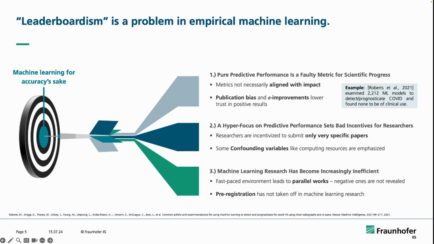There's bound to be a bunch of parallel works simply because the research field is so big. It's fast paced, people try out a lot of stuff, and since the negative results are never revealed, even the interesting ones, people aren't able to build on top of those and might even repeat the same mistakes over and over again. Pre-registration is used in other fields to help alleviate some of these issues, but it hasn't taken off in machine learning research, we believe due to the fast-paced environment.